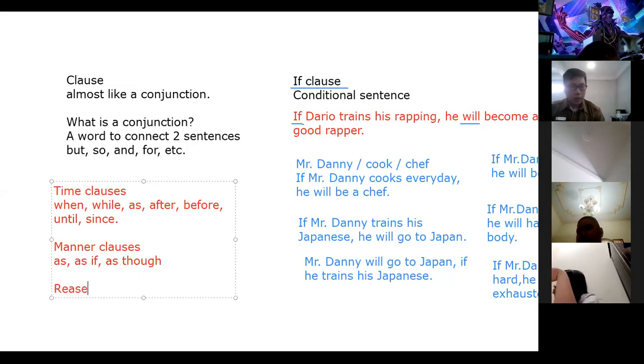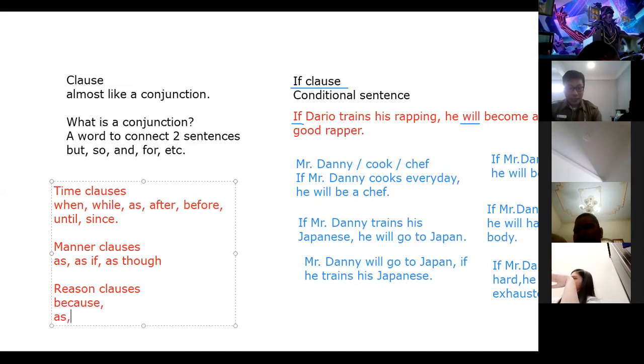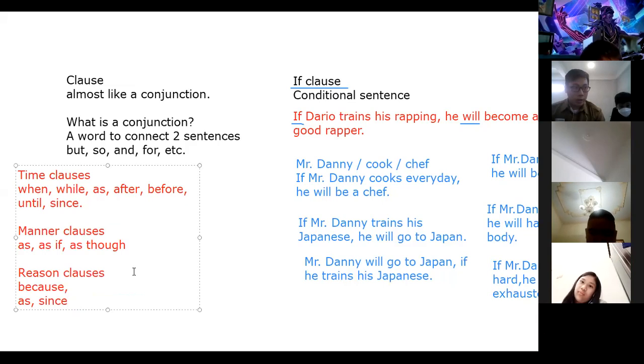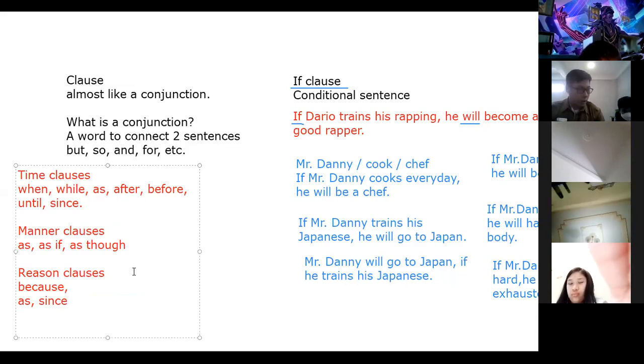There's also reason clauses, because. The word as can be used in lots of clauses. Because, as, since. Okay. So you don't really need to remember this. You don't really need to write it down. This is just something that I want you to be informed of. Maybe later on you can know more about this one.